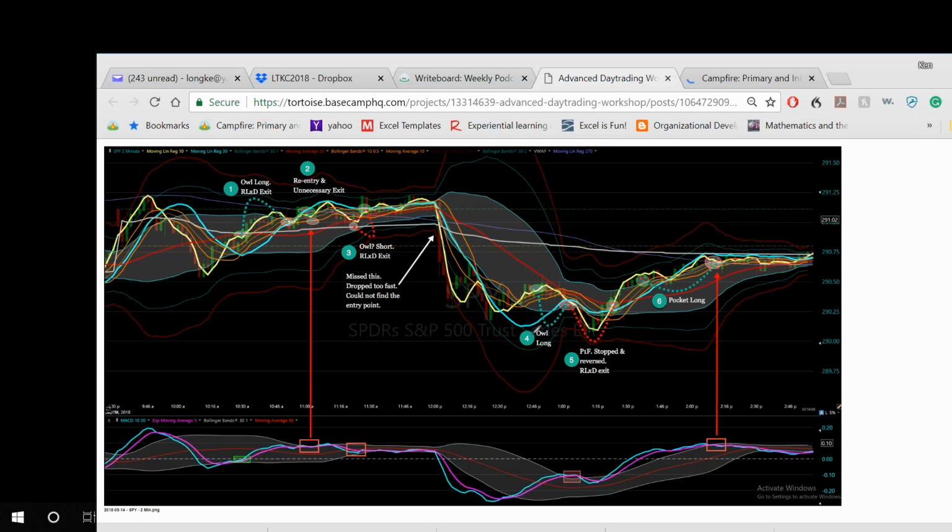Okay, so the first one, I'm just going to talk through the owl long with an RLXD exit. I can see that as an owl entry. I also see that probably as a pocket. Let's see, we had it open, moved up, came down, and then is resuming.